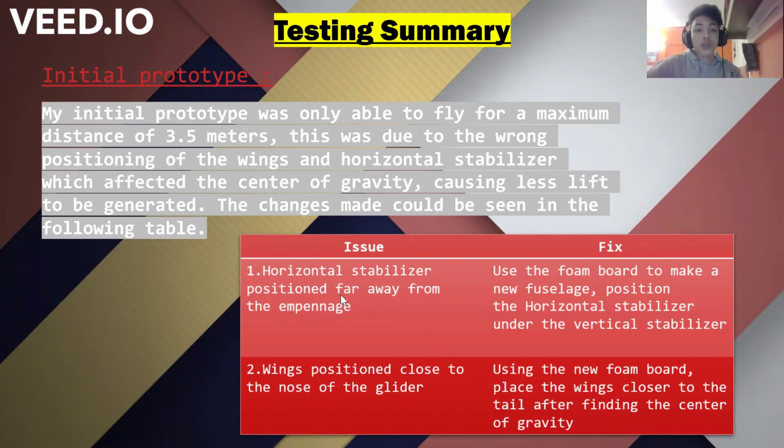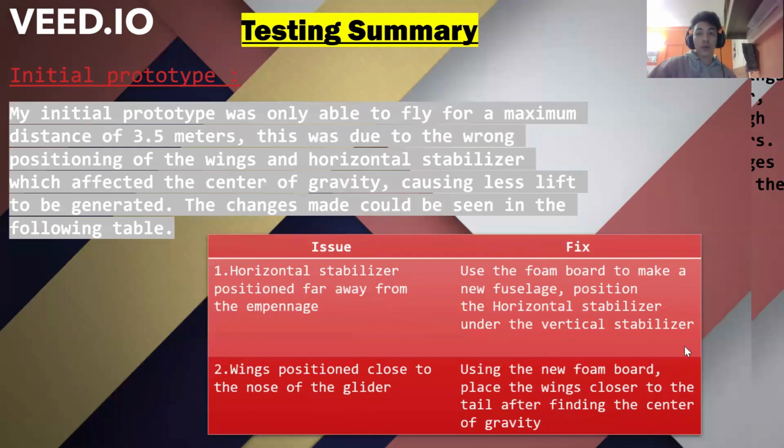My first issue was the horizontal stabilizer being positioned far away from the empennage, and the way I fixed this was using a foam board to make a new fuselage, positioning the new horizontal stabilizer straight under the vertical stabilizer. Moving on to my second issue, which was the wings being positioned close to the nose of the glider. The method I used was using the new foam board I made in the first issue and placing the wings closer to the tail after finding the new center of gravity.